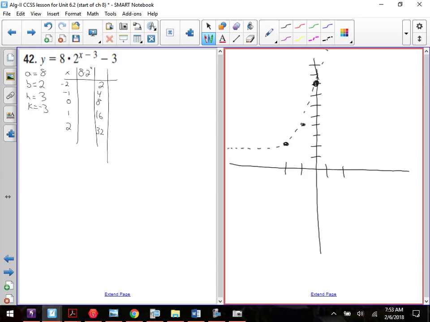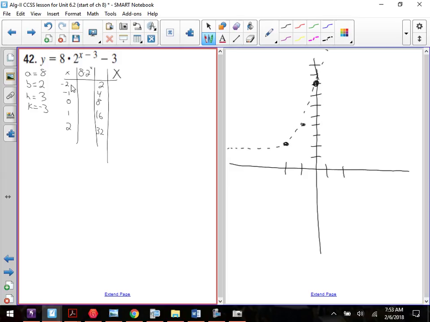And then when we go to get our shift, it's just a matter of taking our h value, which was 3, and our k value, which is negative 3. So I'm going to add 3 to all my x's. Then I'm going to subtract 3 from all the y's. So I have new ordered pairs of 1 and negative 1. 2 and 1. 3 and 5. 4, 13. 5 and 29.